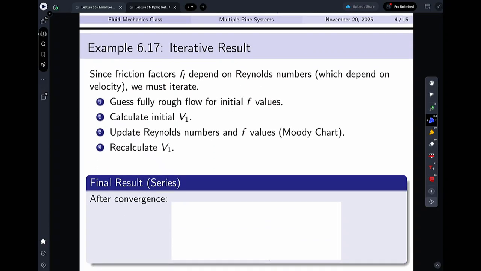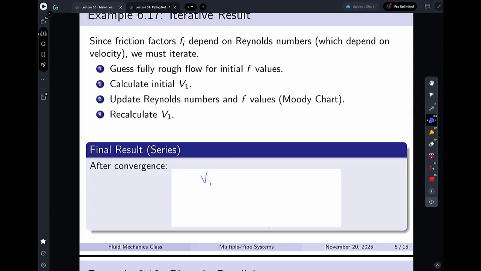After convergence, you'll find V1 is equal to 0.565 meters per second. Q1 is equal to pi over 4 D1 squared times V1, which equals 2.84 times 10 to the minus 3 meters cubed per second, or 10.2 cubic meters per hour.